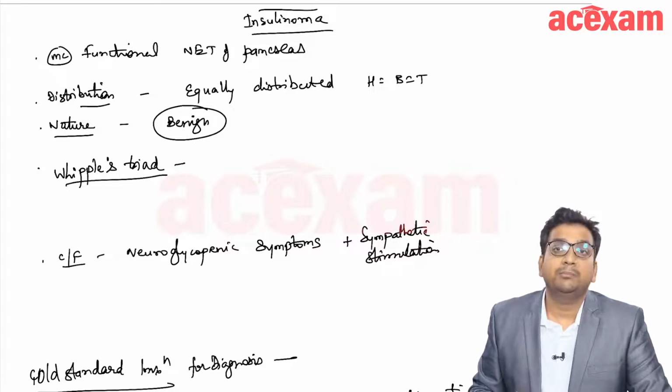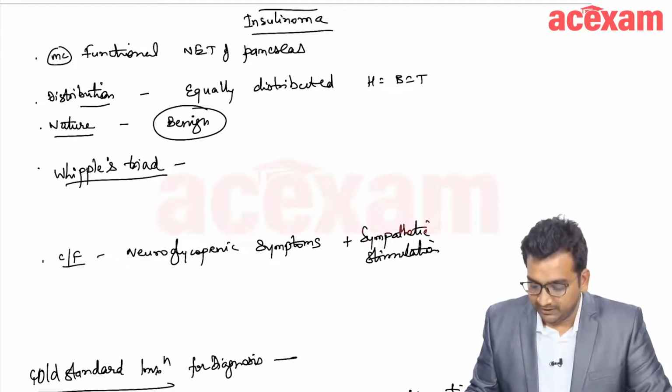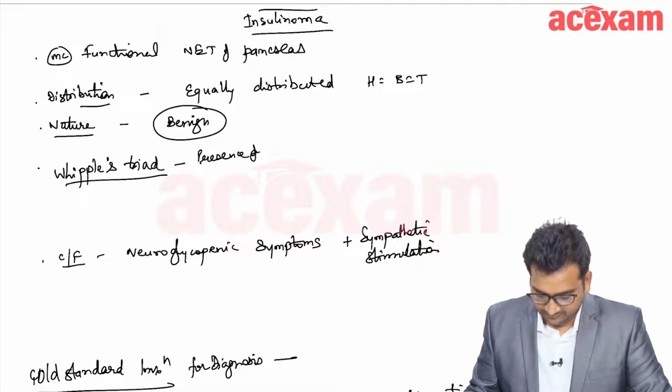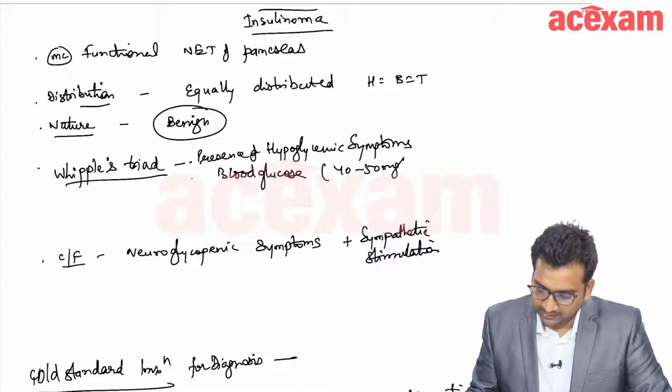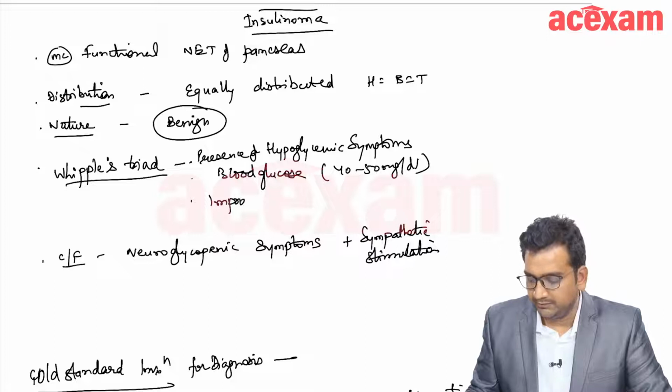And what is Whipple's triad? Whipple's triad is the presence of hypoglycemic symptoms, a blood glucose level up to 40 to 50 milligram per deciliter, and improvement in symptoms after being given oral glucose.